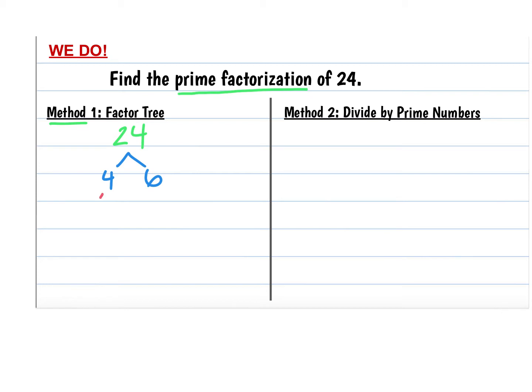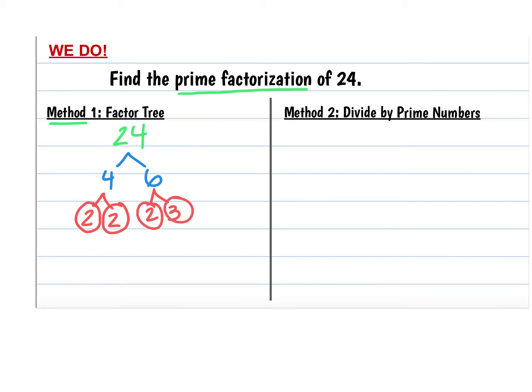So numbers that make 4 are 2 and 2, and those are both prime, so I'm going to circle those because that is as far down as it can go. And then for 6, factors are 2 and 3. And I can't keep going with those because then I'm getting 2 and 1. And remember, 1 is neither prime nor composite. So I stop right here at 2 and 3.